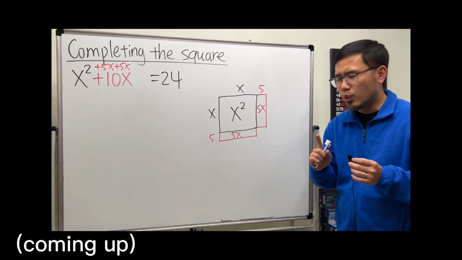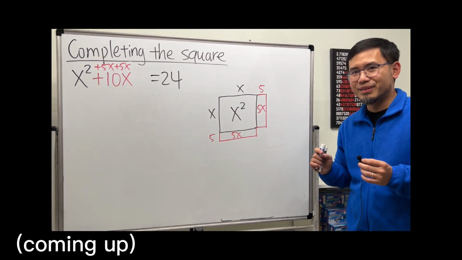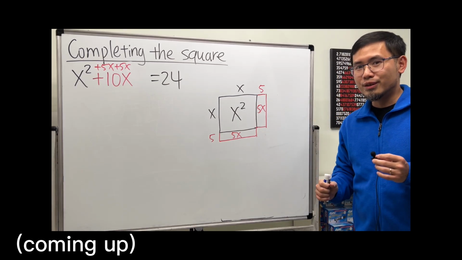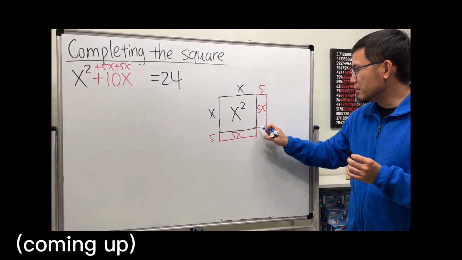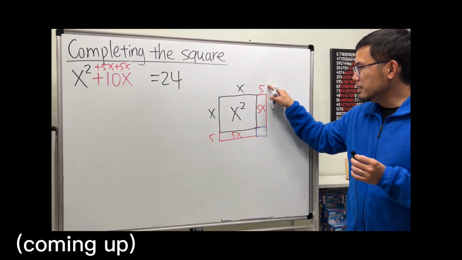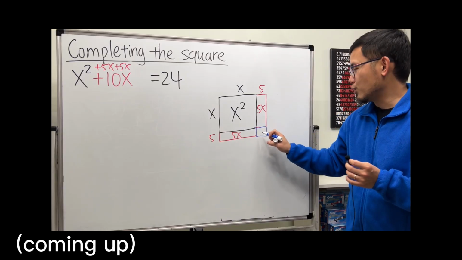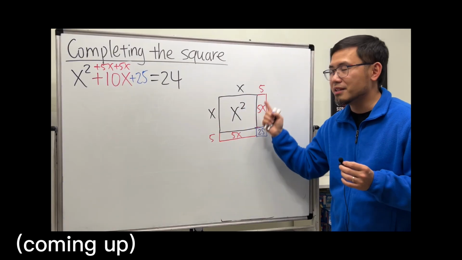You can see that we are missing a corner here, right? And how big is this corner? Well, this corner must be this times that, namely 25. And then we can complete the square.